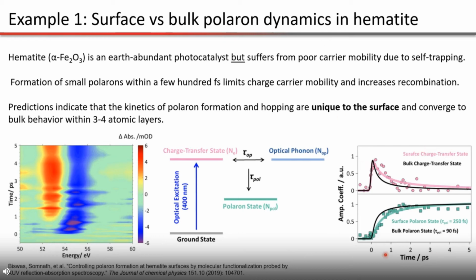But if we take a look at the time scales, specifically the polaron state, we can notice that in the bulk, which is the black line, this happens on a time scale of 90 femtoseconds. But at the surface with XUV-RA, which we can probe, we see that this is quite slower, about 3 times slower at 250 femtoseconds.